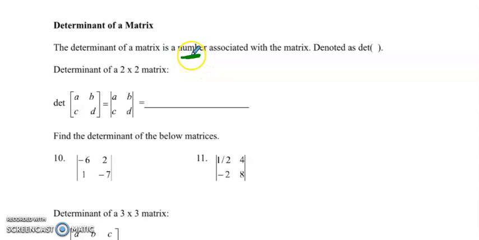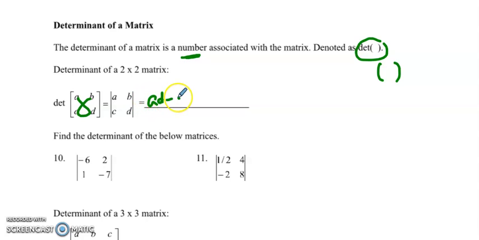And we're going to use it for other things, but it doesn't represent anything other than the number associated with the matrix. And we denote it the determinant of, whatever matrix it is. A determinant of a 2x2 matrix is kind of fun. You take A times D minus C times B. You take that little loop-de-loop.